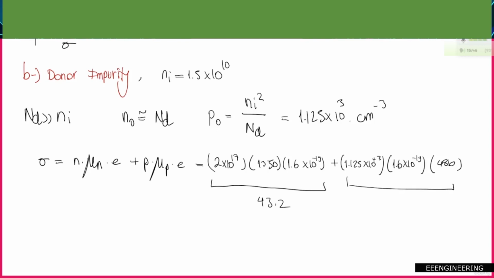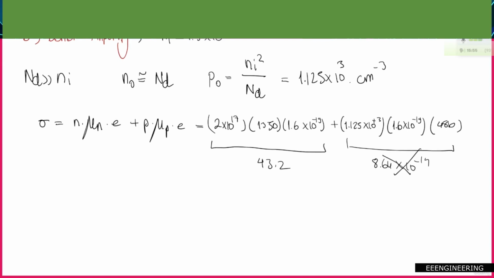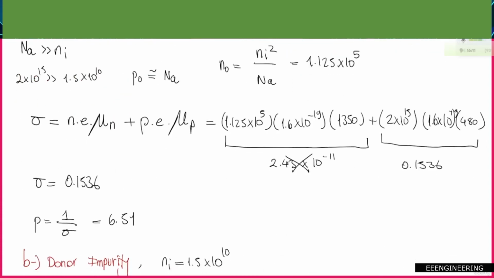And this part is going to be equal to 8.64 times 10 to the minus 14, which is too small, so you can definitely ignore that part. And finally, your sigma value is going to be equal to 43.2, which is the conductivity, and we also have resistivity, right? That is the reciprocal of conductivity, and that's going to be equal to 0.023. So these are the answers for part A and part B.